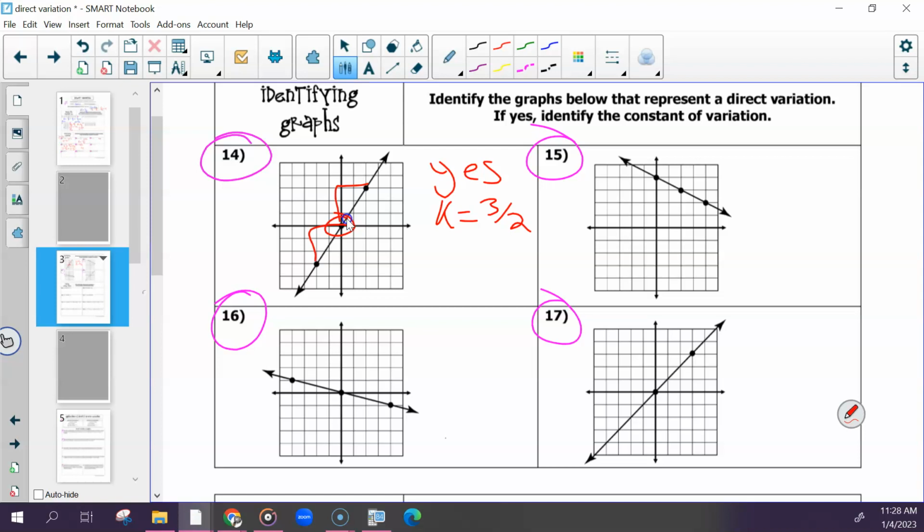If we wanted to take this a step further and write the actual direct variation equation, we could say y equals 3 over 2x, but it didn't ask us for that. Does 15 do both of those things? Does it go through the origin and have the same k value? It doesn't go through the origin, but does have the same k value, so no, this is not a direct variation. So as long as you can recognize with an equation and with a graph, is it direct or not, then you're good.